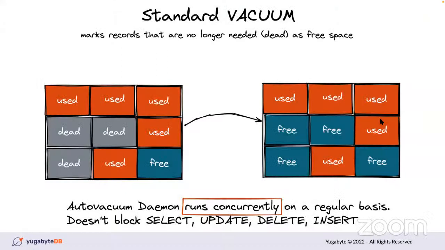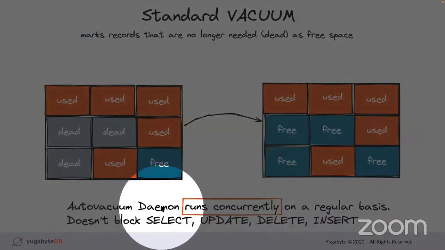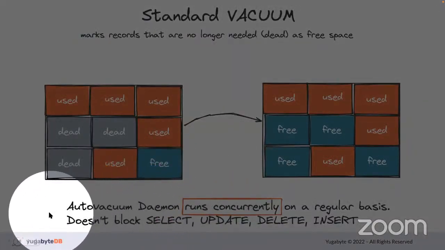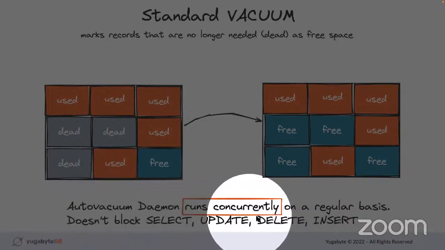The first one is the standard one. It can run in parallel with your application and collect all those dead records, mark the space as available, and it can run concurrently with your application requests. So that's an auto garbage collector. It's called autovacuum. And it doesn't block your selects, updates, deletes, and inserts.